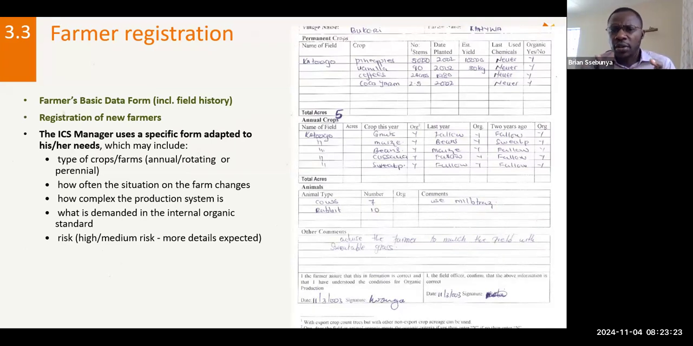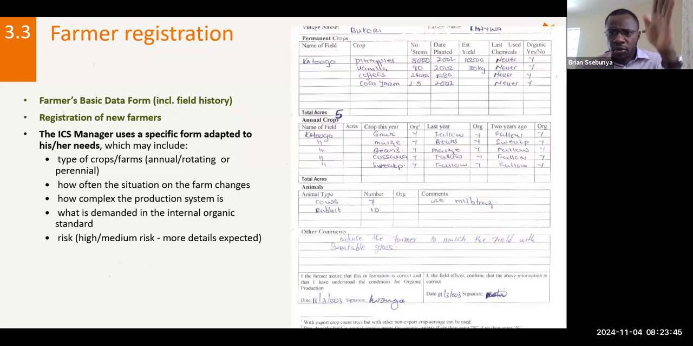I'm sure most of you are already certified and have those data forms. Very important. You can add more information as you wish, but this is just an example. And of course, it has to be signed by the farmer. It has to be also signed by the field officer that collects.